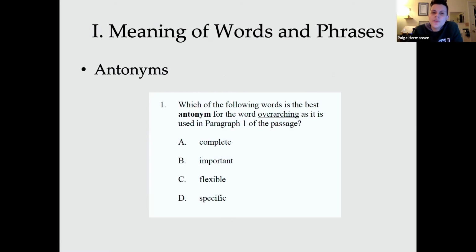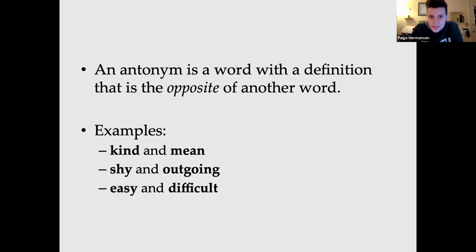I'll show you. So this is another way you'll be asked this on the MTEL. Here's a question. Which of the following words is the best antonym for the word overarching as it is used in paragraph 1 of the passage? Then it gives you some answer options, right? The reason you have to look back at the passage is, and we'll see an example of this shortly, words can have different meanings, and it might not be asking you for the primary definition of the word. So you want to go back and look at what that word might mean in context, okay? So we'll go back and talk about that when we look more specifically at these answer questions. But an antonym is a word with a definition that is the opposite of another word, right?